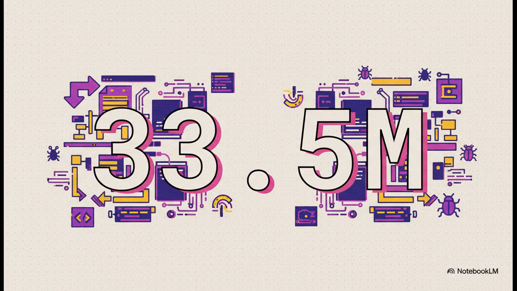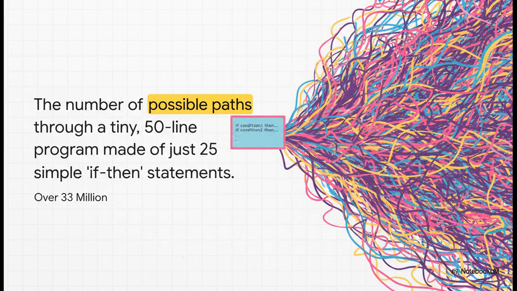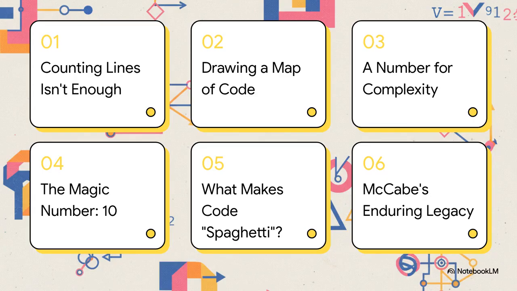Okay, to really wrap our heads around the scale of this problem, just look at this number. 33,554,432. What in the world could that possibly be? Get this. That is the number of possible paths through a tiny 50-line program. We're talking about a program with just 25 simple if-then statements. That's it. And suddenly, that shocking reality made one thing crystal clear. The old way of thinking, just counting lines of code to measure complexity, it wasn't just wrong, it was completely, hopelessly inadequate.